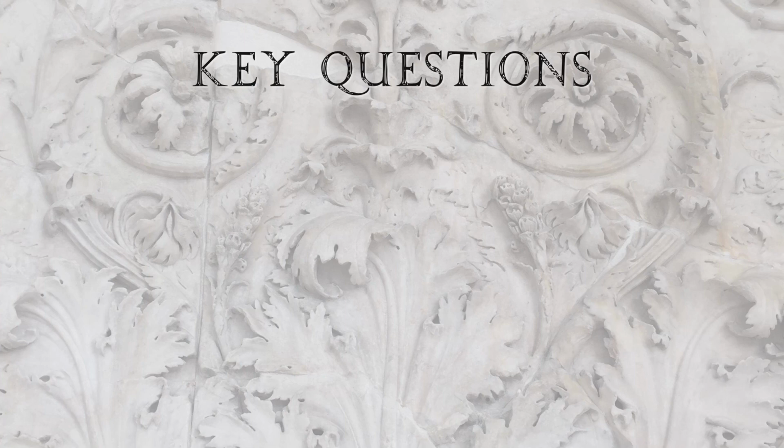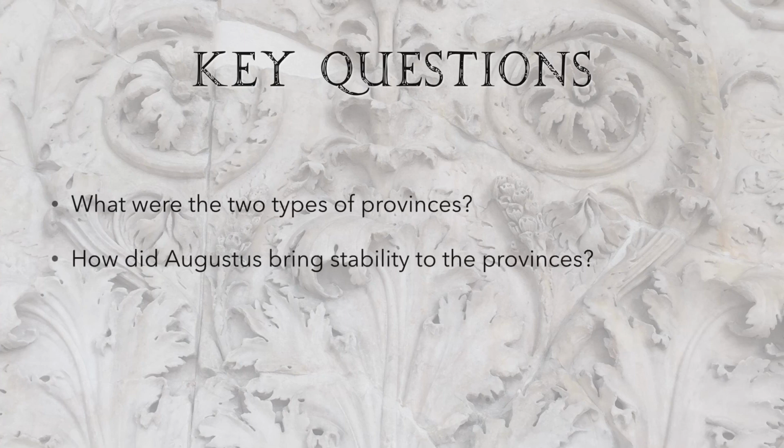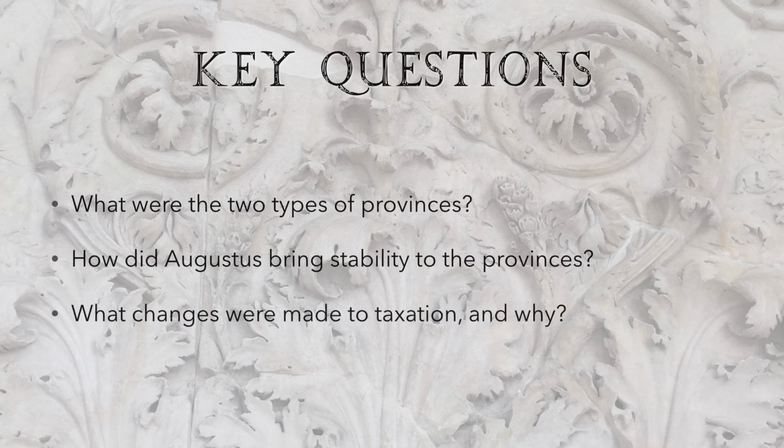Alright, I think that's about it. Make sure you've got notes on the two types of provinces, how stability was brought to the provinces by Augustus, and what changes were made to taxation and why. If you have any problems or questions, make a note of them and we'll discuss them in class.